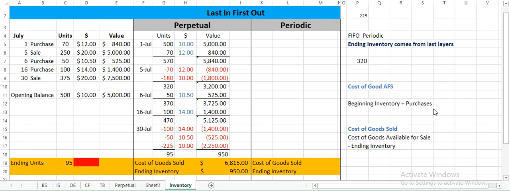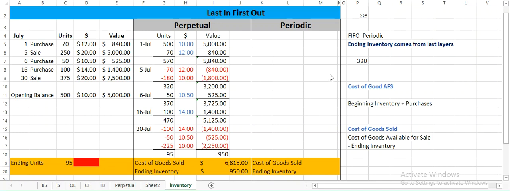Okay, so we're back with another video on last in, first out. Now we're going to look at the periodic method. What happens with the periodic method is that, of course, we don't calculate the value after every transaction as we just did with the perpetual method. In this case, we look at our ending units, our cost of goods available for sale, and our ending inventory balance to determine everything else, to determine our cost of goods sold.